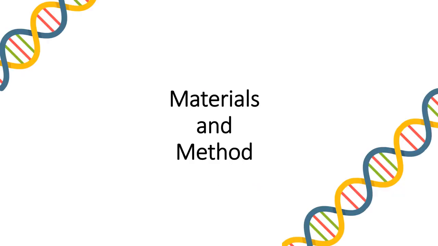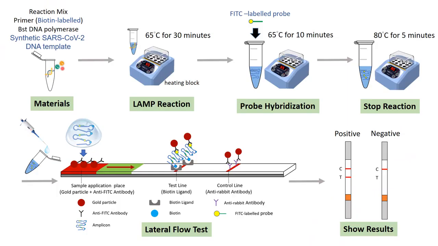Here comes the materials and method in this study. First, we prepare LAMP reaction mix, built-in label primer, BST DNA polymerase, and synthetic SARS-CoV-2 DNA template as our reagent. Then, use a simple heating block to conduct LAMP reaction at 65 degrees Celsius. After incubating for 30 minutes, hybridize FITC labeled probe onto the amplicons for 10 minutes, and stop the reaction at 80 degrees Celsius for 5 minutes.